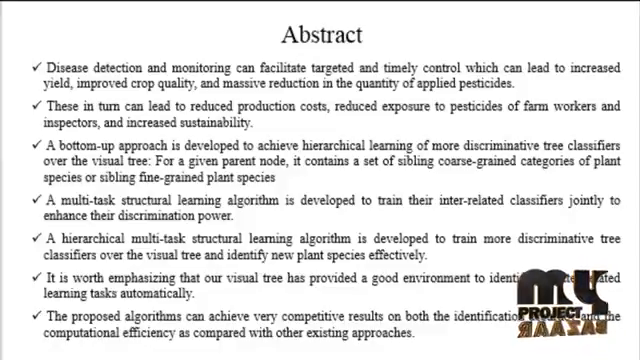For a given parent node, it contains a set of sibling nodes, either sibling categories of plant species or sibling fine-grained plant species. A multitask structural learning algorithm is developed to train their interrelated classifiers jointly to enhance their discriminative power. A hierarchical multitask structural learning algorithm is developed to train more discriminative tree classifiers over the visual tree and identify new plant species effectively. It is worth emphasizing that our visual tree has provided a good environment to identify the interrelated learning tasks automatically. The proposed algorithms can achieve very competitive results on both identification accuracy and computational efficiency as compared with other existing approaches.